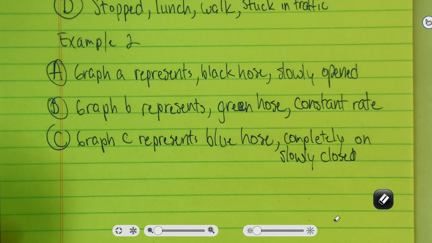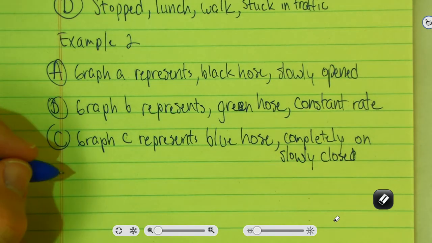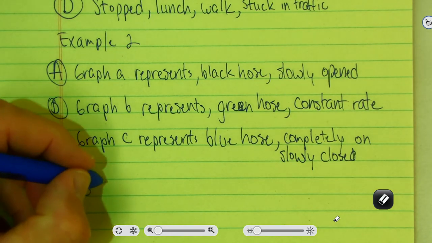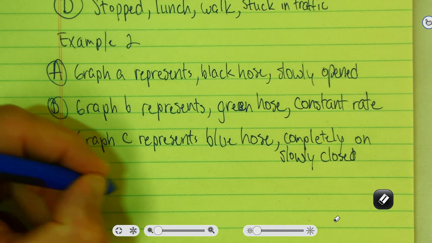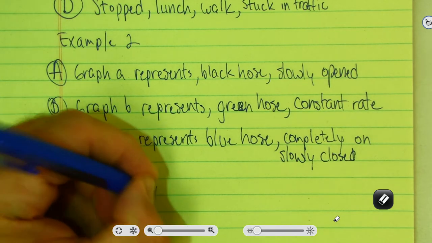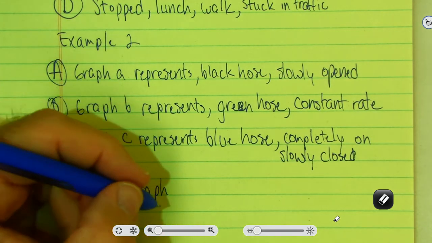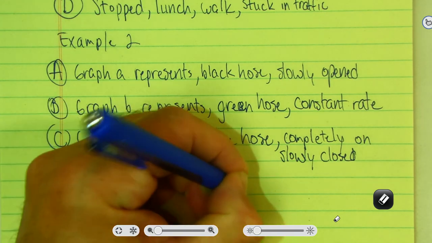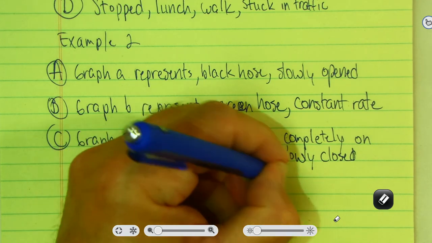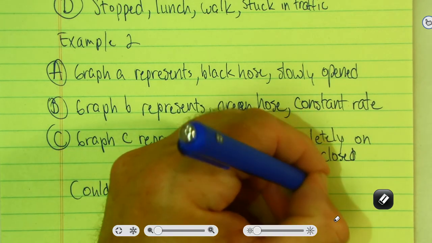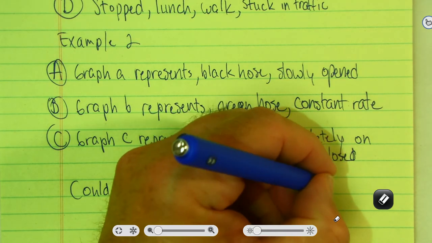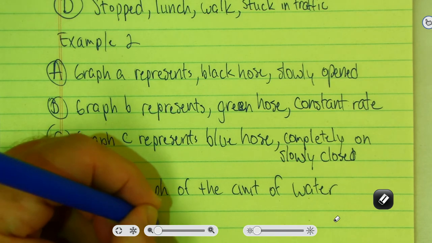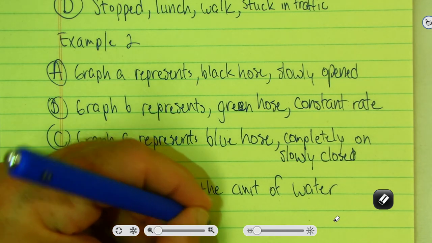One more question. Write this down, please. Could a graph for the amount of water slant downward from left to right? Is that possible? Yeah. Okay.